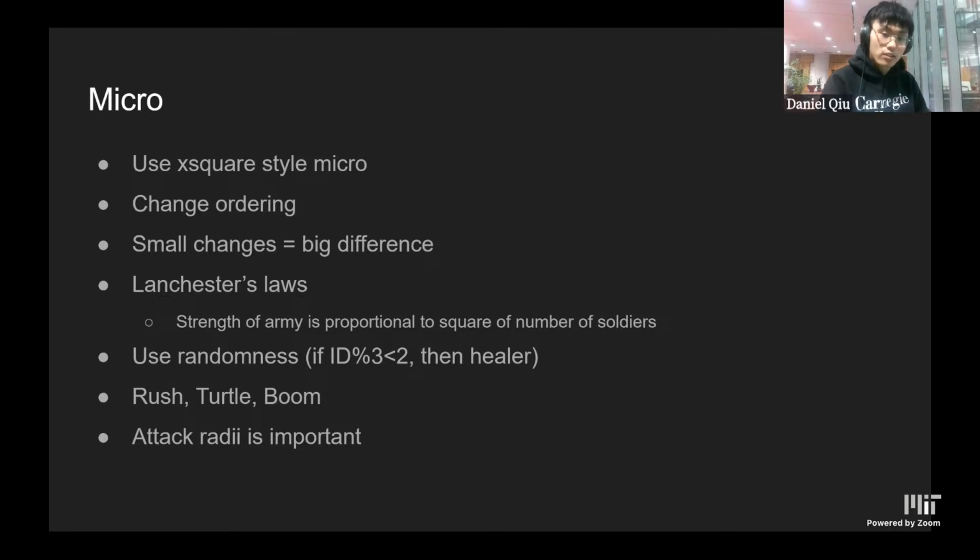There's also Lanchester's laws, which I will derive on the next slide. Basically, what it says is the strength of the army is proportional to the square of the number of soldiers. So oftentimes it's better to clump your army together. In modern warfare, you have armies marching together rather than splitting up your army a bunch, because when you split up, your army gets weaker. I'll go over the derivation later.